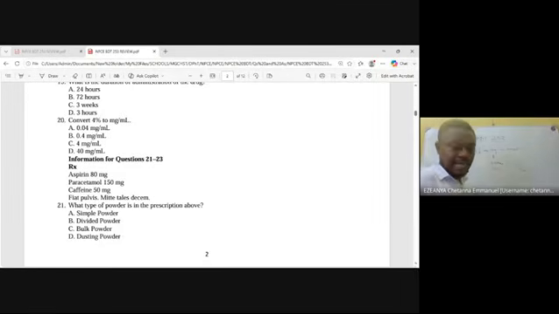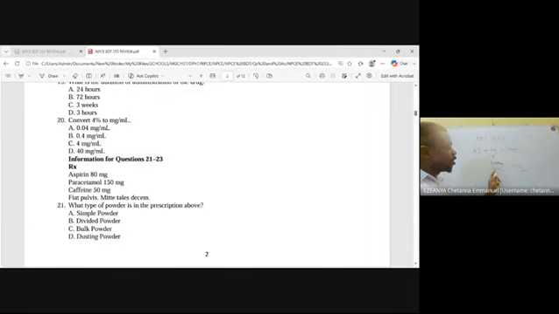Yes, that's the answer. The answer is what? B. 4% means 4 grams in 100 mL. So 4 grams, you move because you want to move everything so that it will give you milligram per mL. Move 4 grams to milligram. That means you multiply this by 1,000 to get 4,000 milligram.